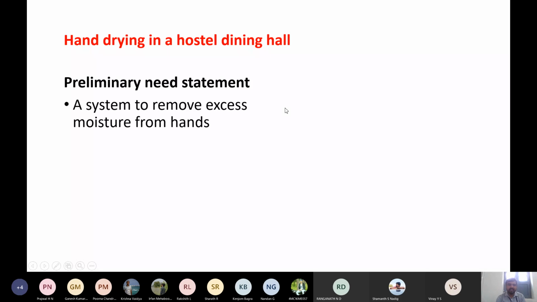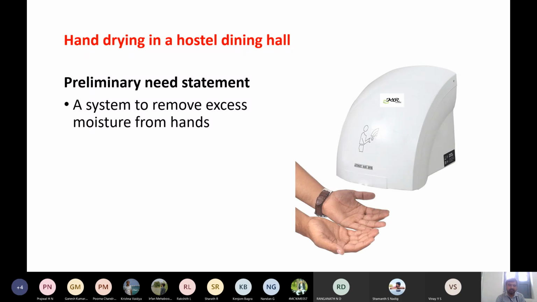So this is the preliminary need statement: a system to remove excess moisture from hands. There are many hand dryers available in the market. You can see these hand dryers in hotels. Similarly, here the problem is that you want to design a new hand dryer for a hostel dining hall, like MC hostel, boys hostel.